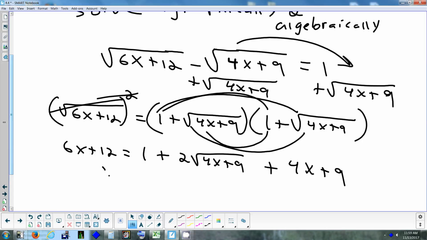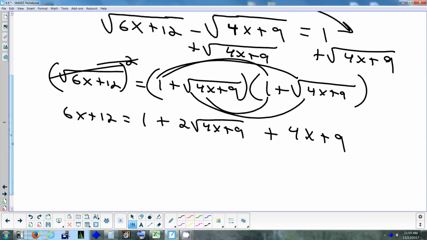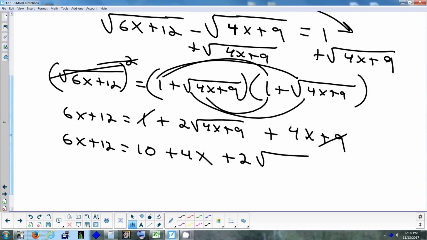So if you've done the second step right, when you look at it, there are a lot of terms to combine, but there's only one root left. Okay, let's combine some like terms. There's really nothing on the left, but on the right, does anybody see some like terms I can combine? The 1 and the 9. What's 1 plus 9? 10. So combine that together. So I get 10 plus 4x. Everything else stays the same.